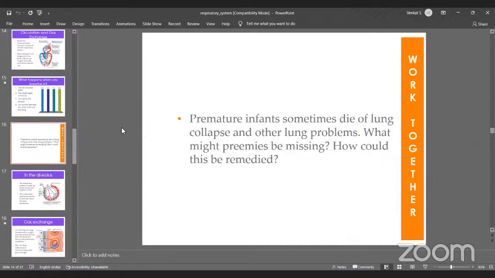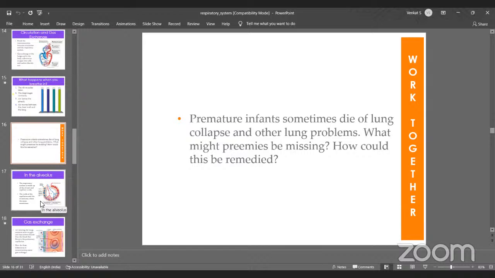Next one: premature infants sometimes die of lung collapse and other lung problems. What might be missing?